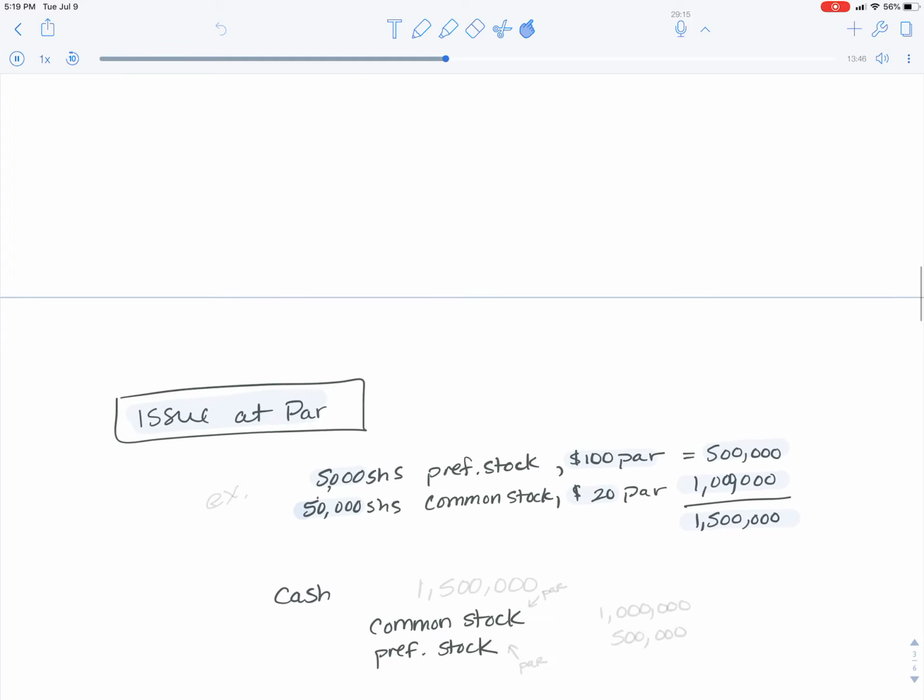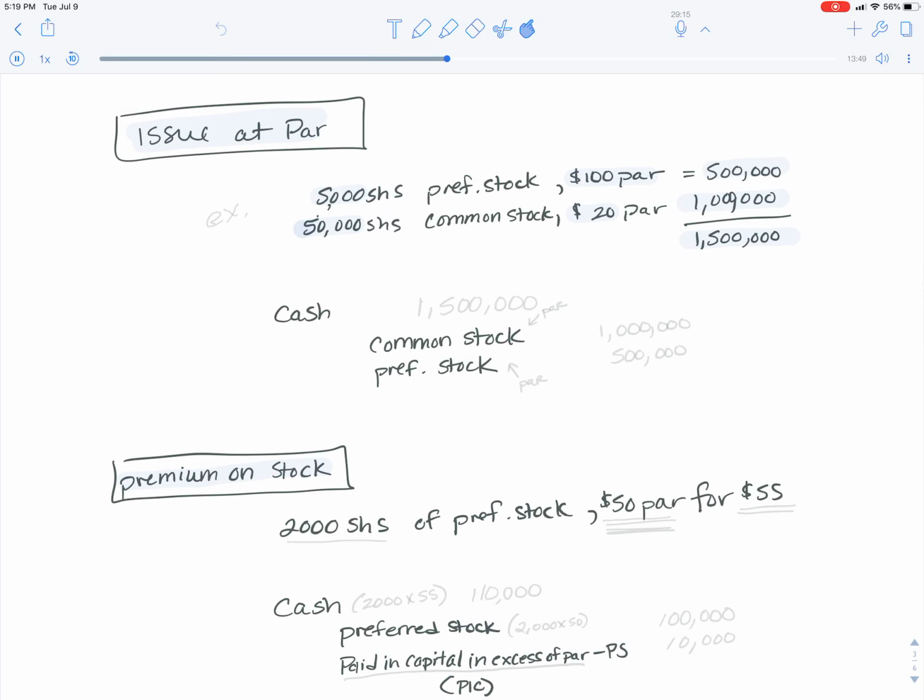Okay, so now we're going to go over different types of journal entries that you're going to run into throughout this chapter. So I'm going to give you different examples and show you what the journal entry would be, and in other similar situations you ought to be able to use these as examples for your journal entries.